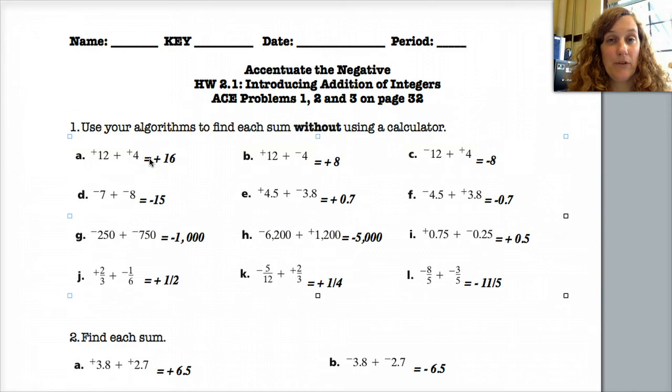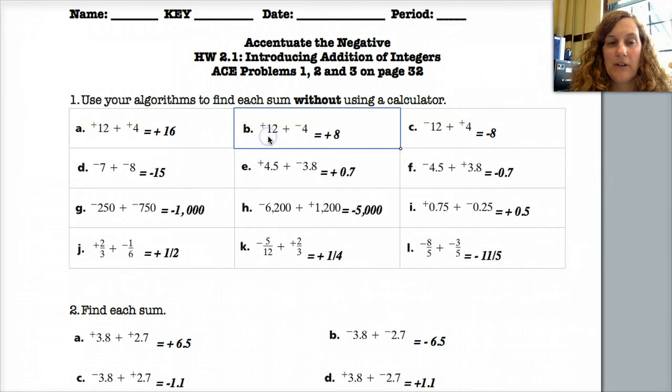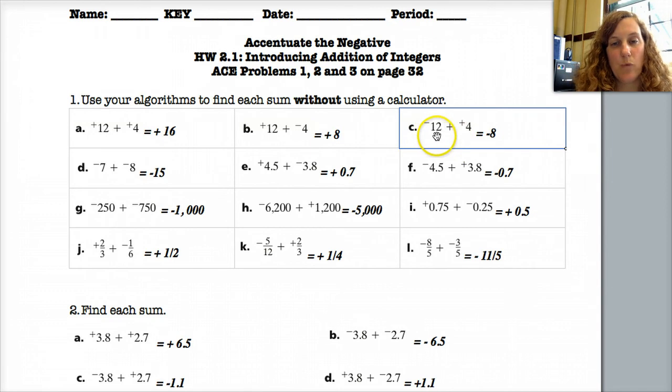So again, we're not supposed to use a calculator, you're just supposed to see if you can use your algorithm to solve these. Positive 12 plus positive 4, they're both positive, so you just add them. 12 plus 4 is 16, take the sign, positive. Positive 12 plus negative 4, we have opposite signs, so we take just the 12, just the 4. We say 12 minus 4, it's 8. The bigger number is positive, so it's positive 8. Negative 12 plus 4, same thing. We take 12 minus 4, we get 8. But this time our larger number is negative, so we get negative 8.